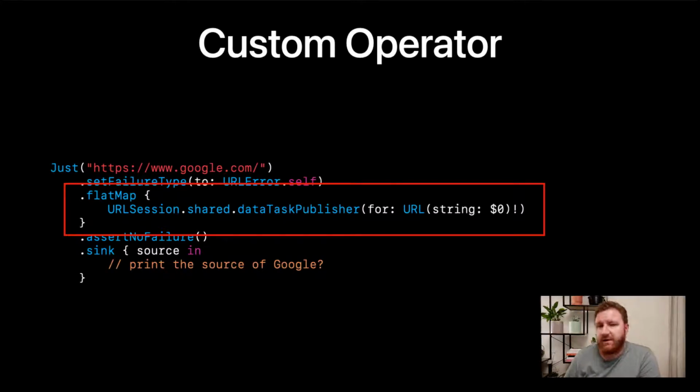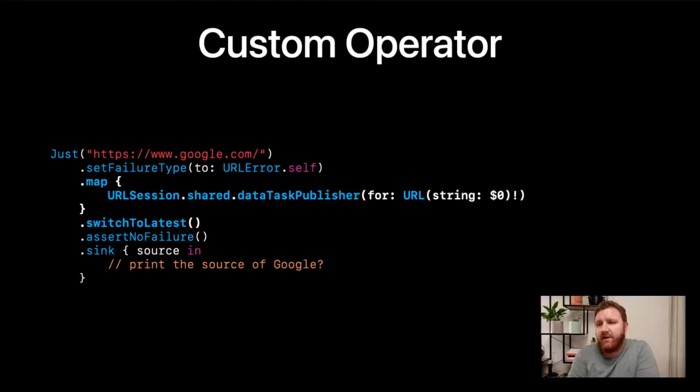Apple provides an operator to get around this. They provide the switch to latest, which takes the most recent publisher from a publisher of publishers and switches to the last one. But basically what it means is if a new one is emitted from the just at the top there, the existing data task publisher in this one would be cancelled, a new one would be started, and then the values from that one would be emitted down to the subscriber. And the subscriber would be none the wiser that the publisher in the middle has changed.